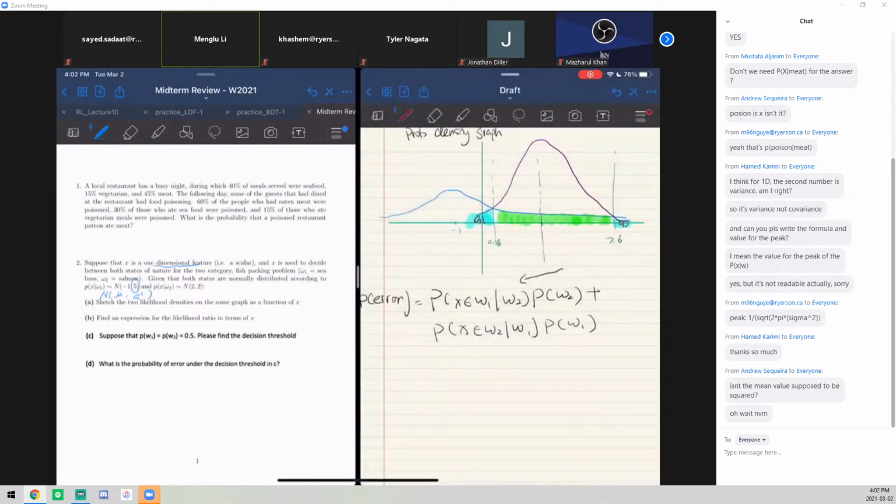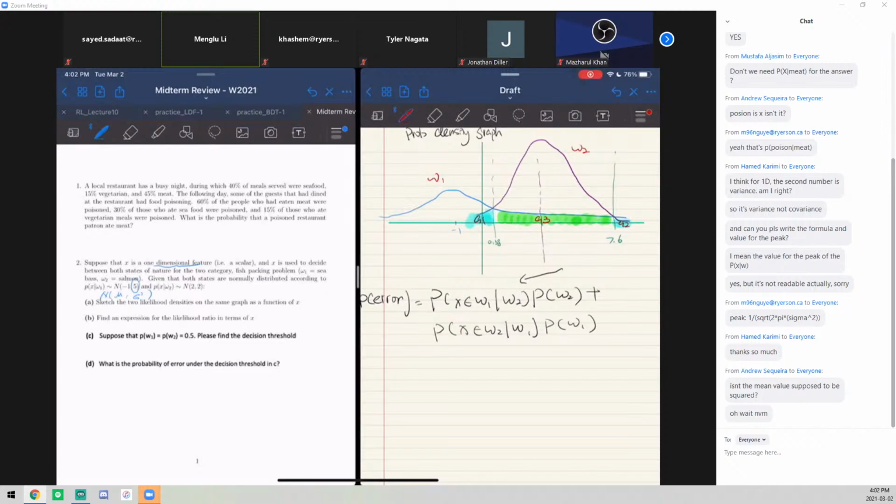Area 1, area 2, area 3. Areas 1 and 2 mean it should be class 2, but we classify it as class 1. For area 3, it should be class 1, but based on the boundary, we classify it as class 2. So we need to find the area of all of these: 1, 2, 3.